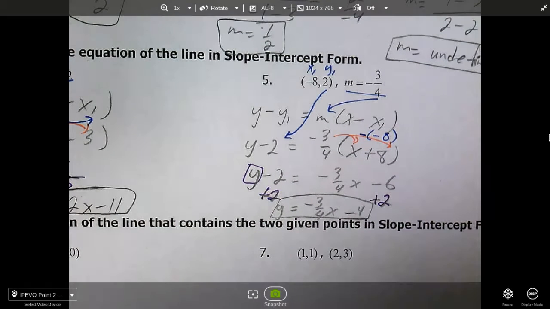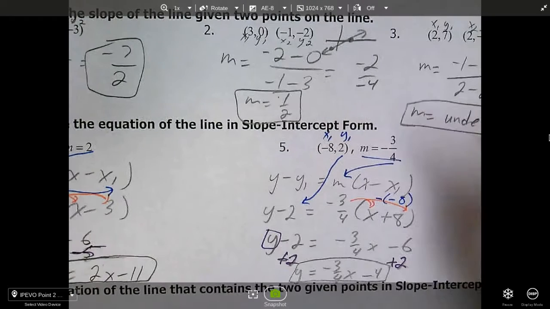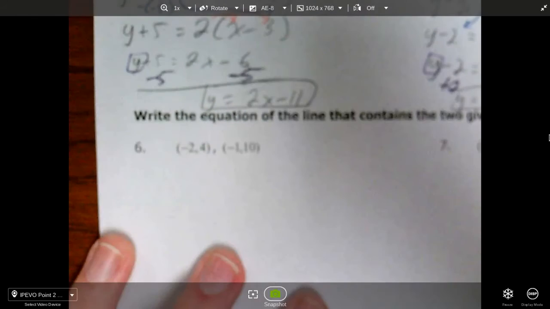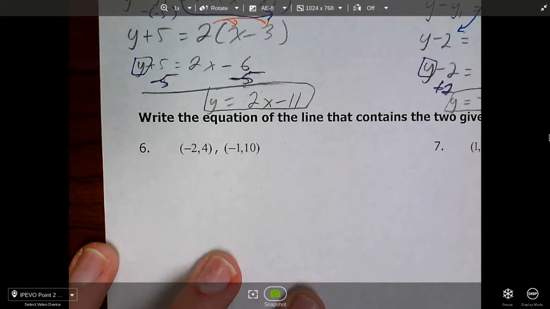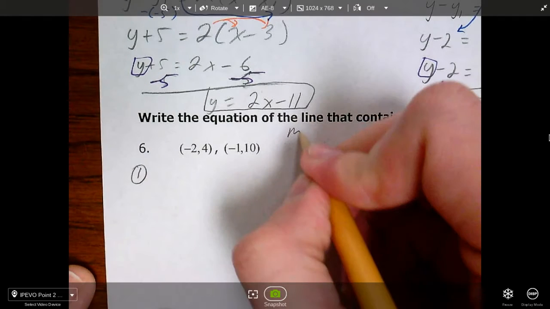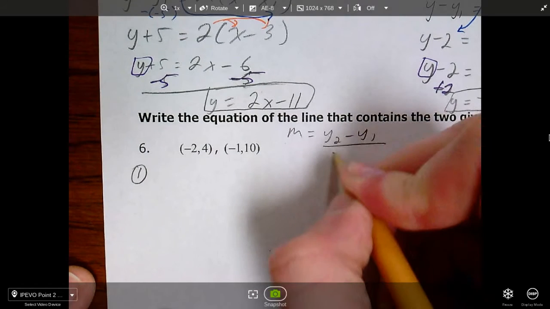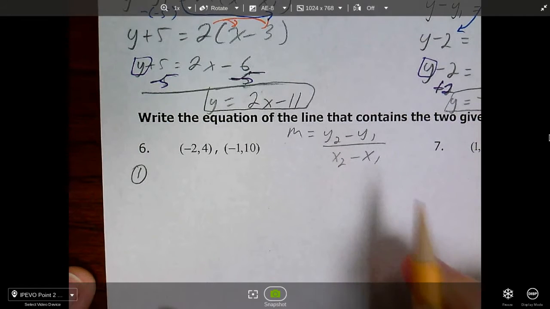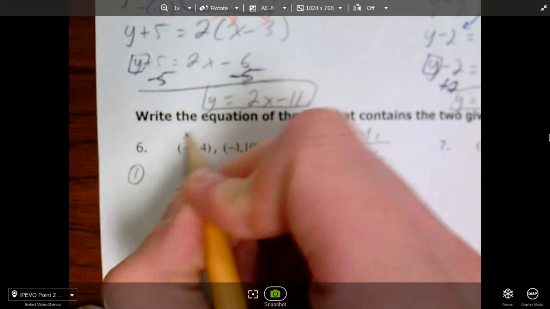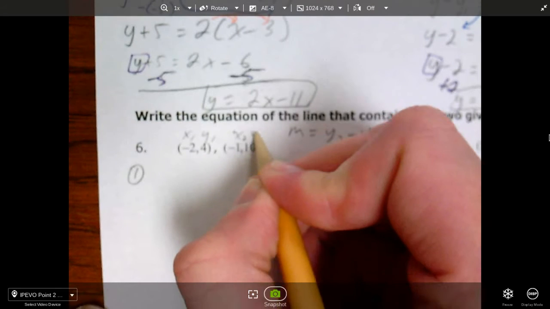Okay, so what we're doing today is we are going to combine those 2 ideas. Just finding the slope and using point slope to write the slope-intercept form. So let's go with number 6. All right, so our step 1 is going to be find the slope. Now I'm going to write the slope formula right over here, y2 minus y1 over x2 minus x1. Although we are going to use this so much, hopefully you already have it memorized, but if not, it's on the star chart. Okay, so x1, y1, x2, y2.